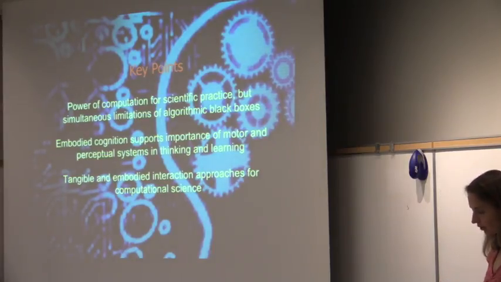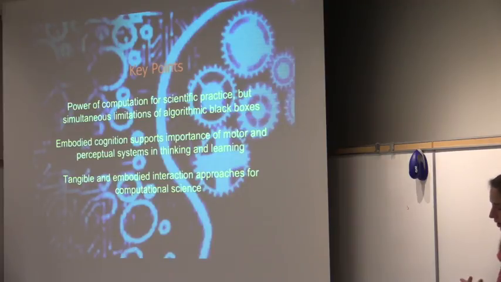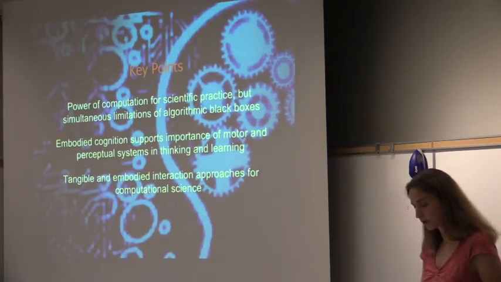Second, evidence from the cognitive sciences, namely embodied cognition, which I talked about earlier, tells us that building models, both physical and computational ones, is important. And given the increasing understanding of the role that our motor and perceptual systems play in thinking and learning, there are potential benefits from merging the two, the physical models with the digital and computational models.